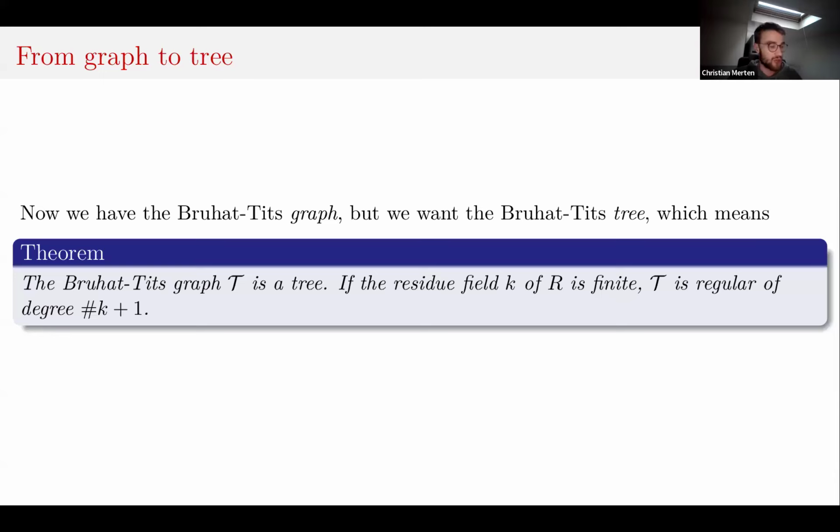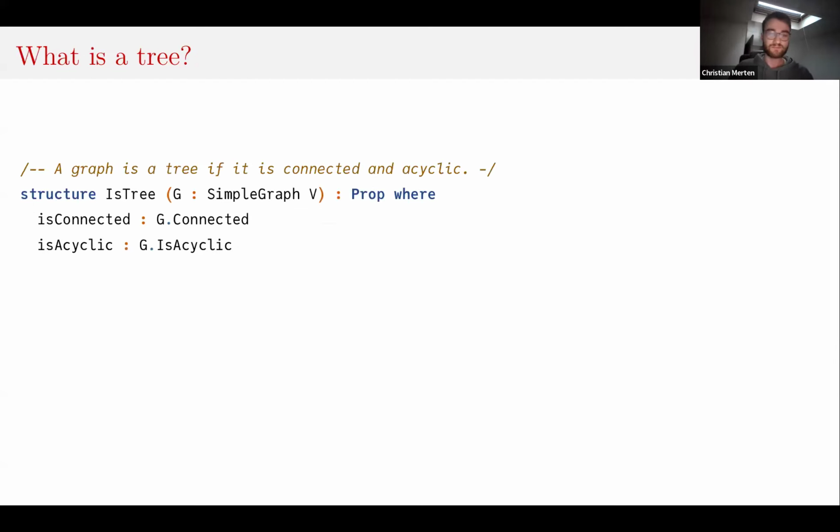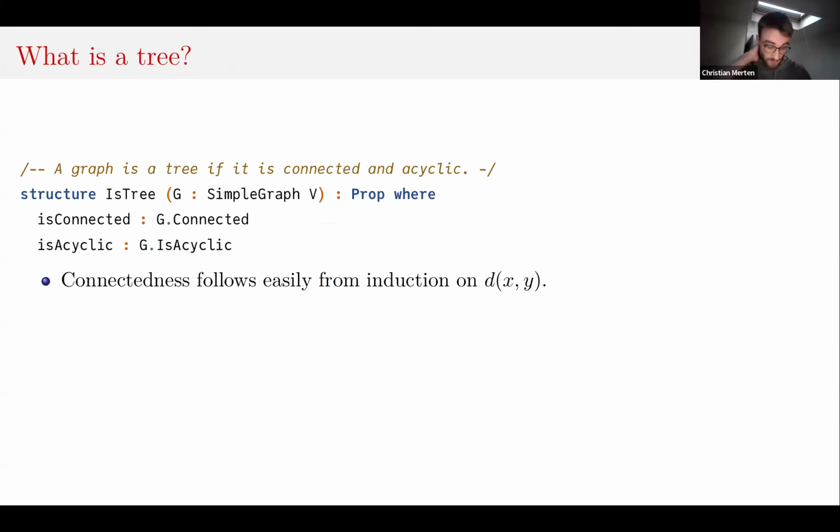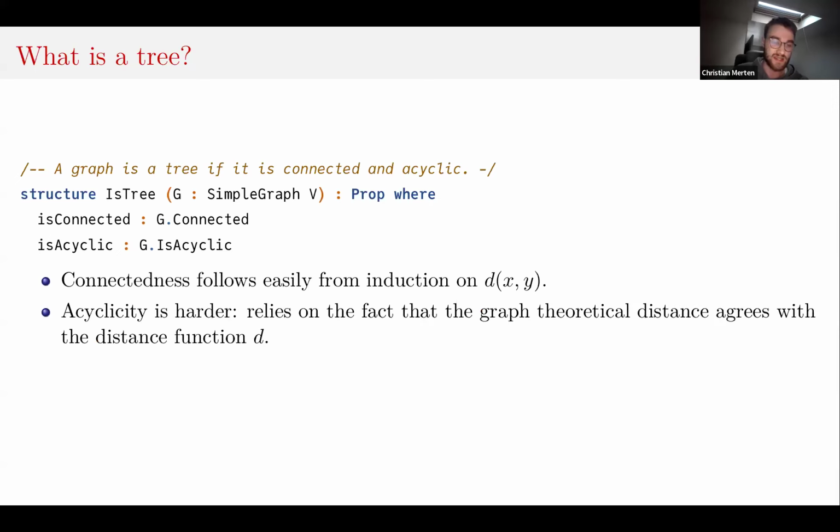Okay, and so we want to show it's a tree, and in formalization, proving this is quite straightforward. You look up in Mathlib what's the definition of a tree? This is just the copied definition from Mathlib. A tree is a connected and acyclic simple graph. And the first part is relatively easy. The connectedness follows from induction on the distance. What's hard here is the acyclicity.